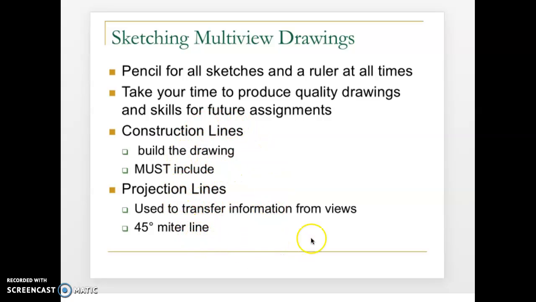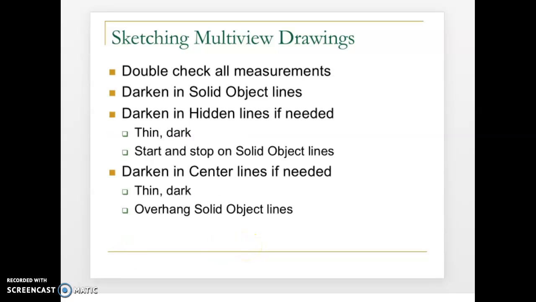Critical layout techniques between construction and projection lines. The last step then is to double check all your measurements. If your drawing is correct, now you can darken everything in. If it's not, do your erasing, make your corrections now. So first things first, like we did with centering the drawing, now we darken in all our solid object lines. Gotta be dark, crisp, straight lines, tight corners, no overruns, no openings.